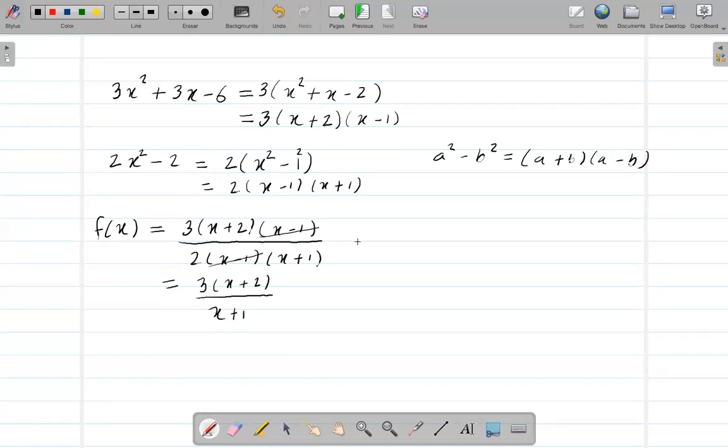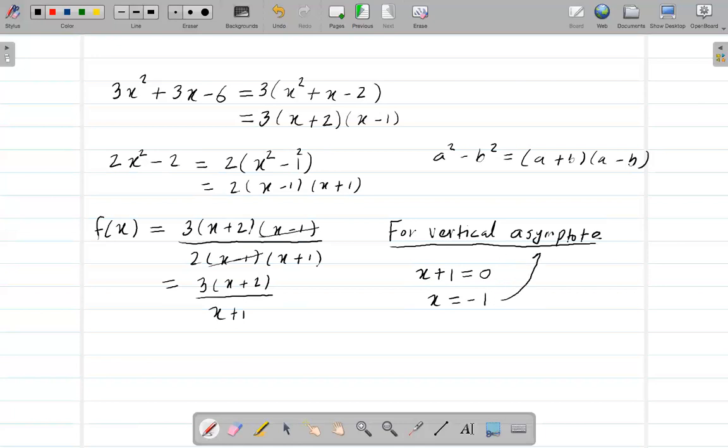Now for vertical asymptotes, we have to simplify this. Once you simplify, we just have to look at the denominator part. We set the denominator equal to 0 and solve for this. So x is equal to -1. This is the vertical asymptote.